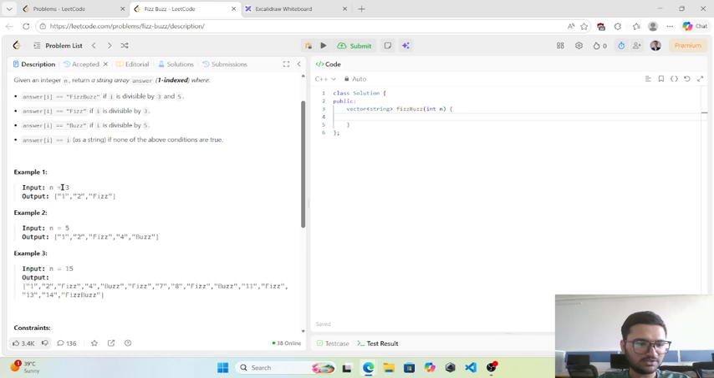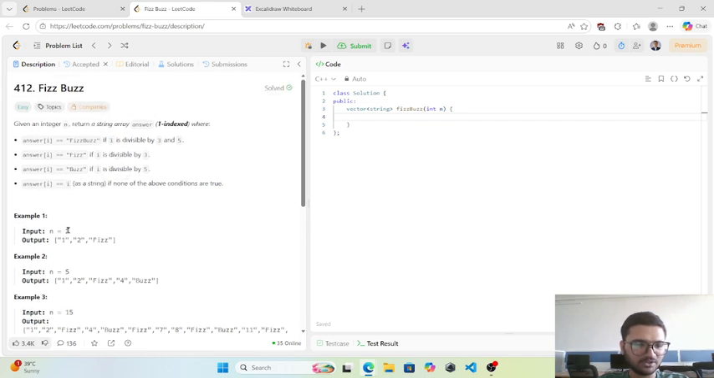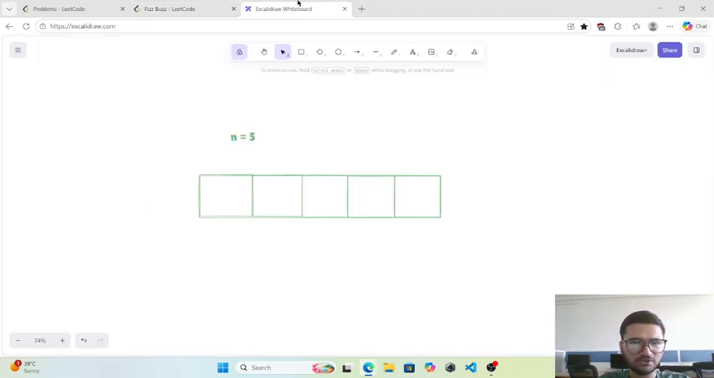First of all, let's look at example 3. Here the array length is 3 and we check starting from 1, 2, 3. 1 is not divisible by 3 or 5, so we write only its value, 1. We write 2 because 2 is not divisible by 3 or 5. We write Fizz because 3 is divisible by 3, but it is not divisible by 5. So we have a visual example.